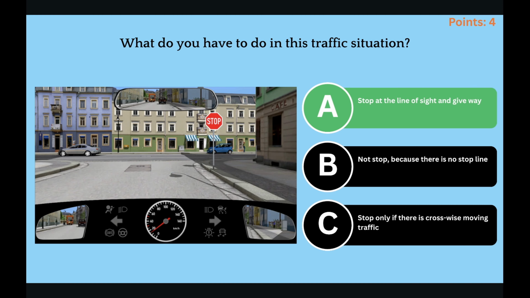You must stop here for at least 3 seconds. Observe both sides of traffic. If there is no car coming, you are then allowed to join the traffic.